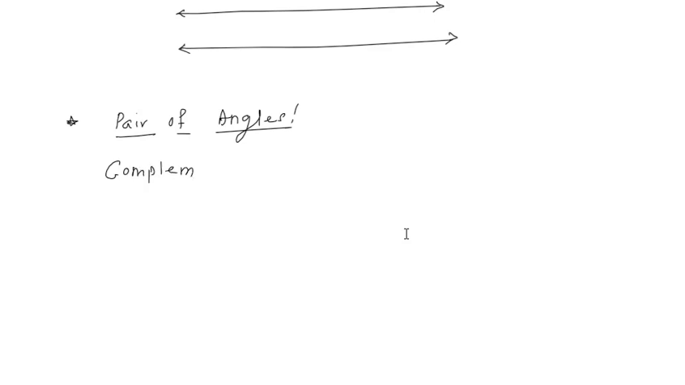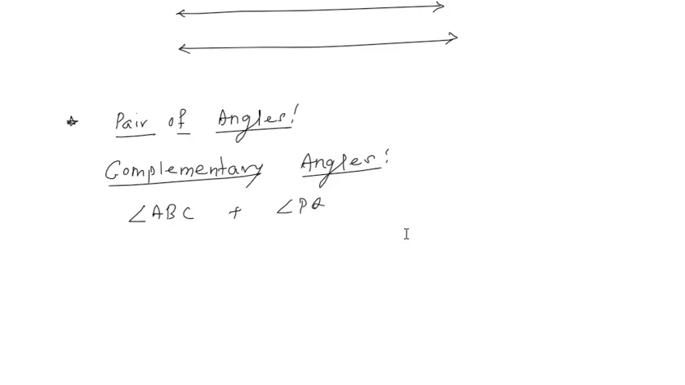What is a complementary angle? Yes, what you are thinking is right: when the sum of two angles is 90 degrees. So if we have one angle, say ABC, and another angle, there is no need that they are adjacent angles. They could be different angles also. So suppose ABC and PQR are two different angles and their sum is 90 degrees. Then we call these two angles complementary angles.